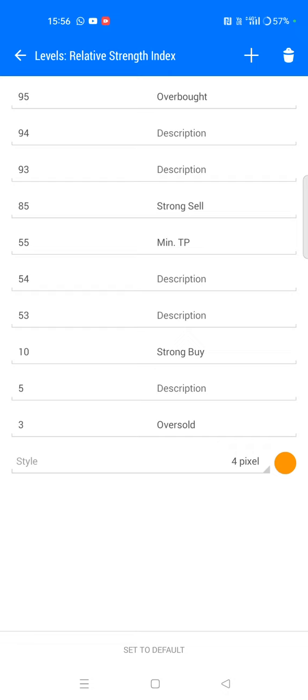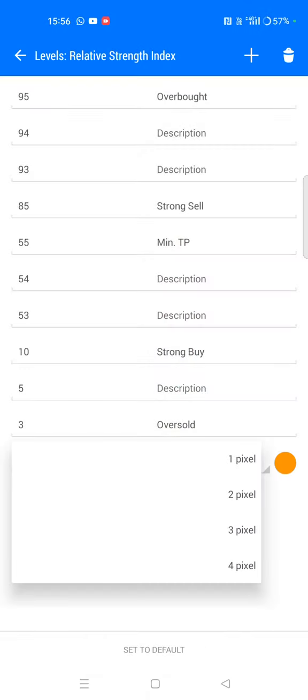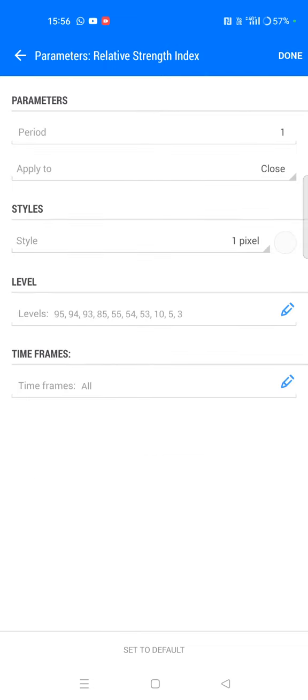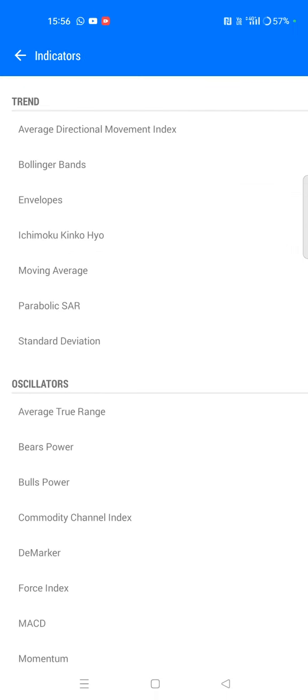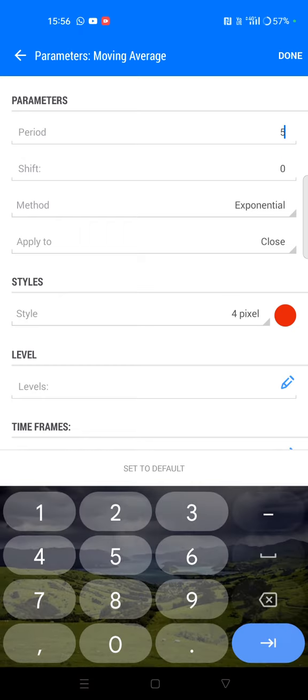Then you have level 10, which is the strong buy, and then 5, and then level 3 will be oversold. The color will be any of your choice. For me, I'll put just 1 pixel. Once you're done, you click done. Go to indicator 1. You install the first moving average for this indicator. That will be number 5.